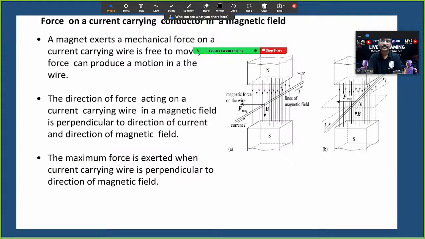Yes. Why does the rod get displaced? Why is that force created? The magnet exerts a mechanical force on a current carrying wire, and if the wire is free to move, the force can produce motion in the wire. The direction of force acting on the current carrying wire in a magnetic field is perpendicular to the direction of current and the direction of magnetic field. The maximum force is exerted when the current carrying wire is perpendicular to the direction of magnetic field.